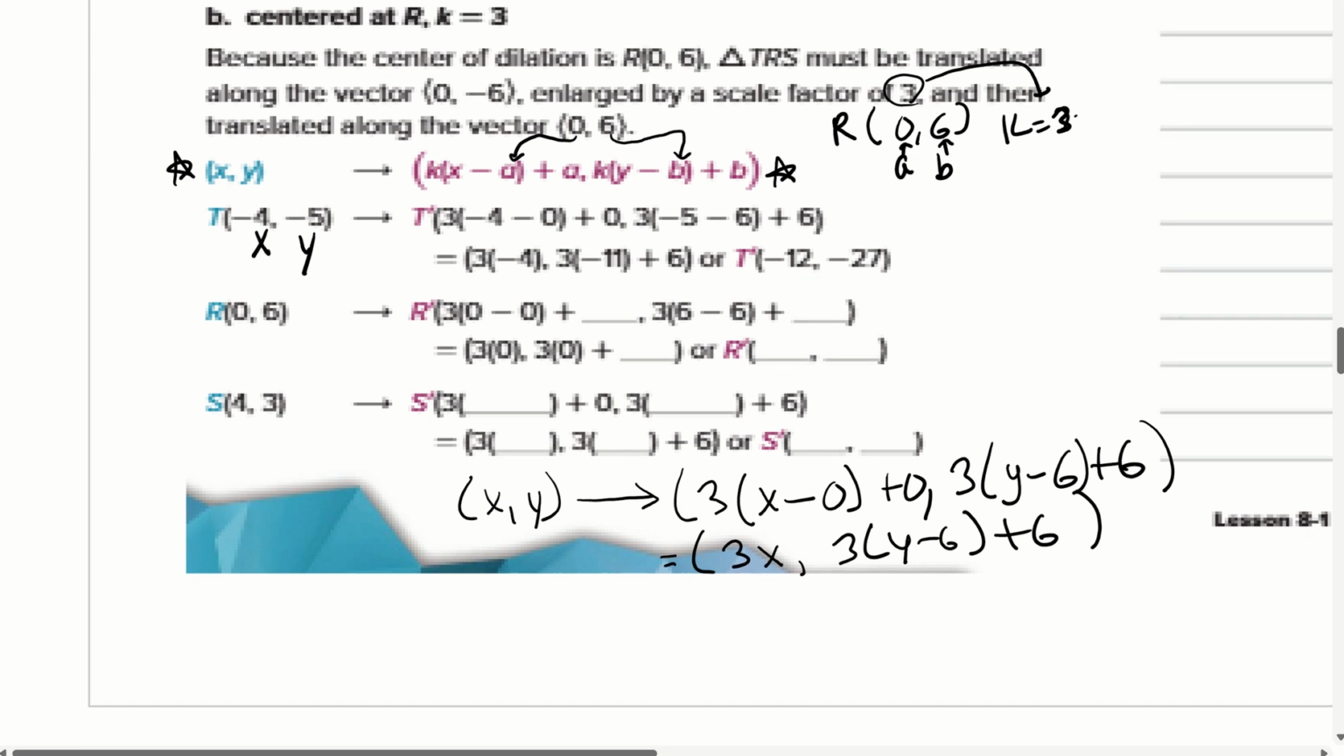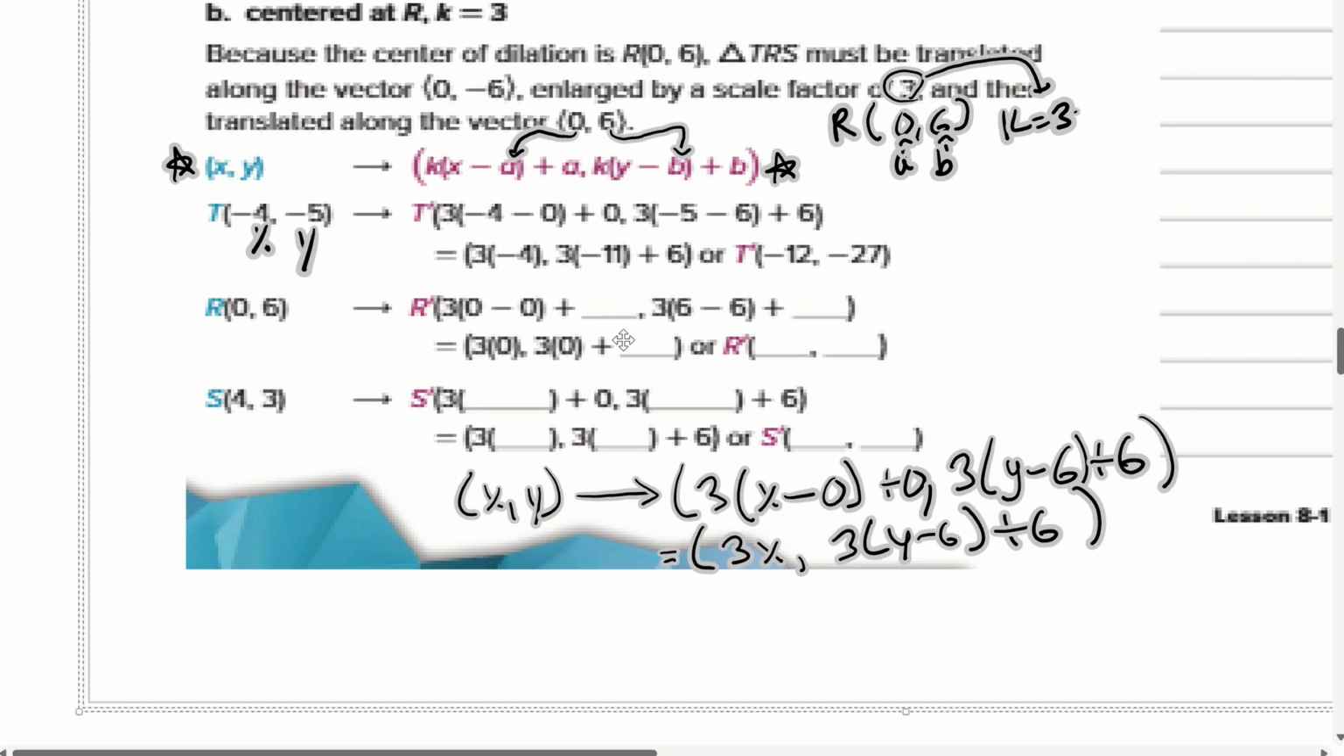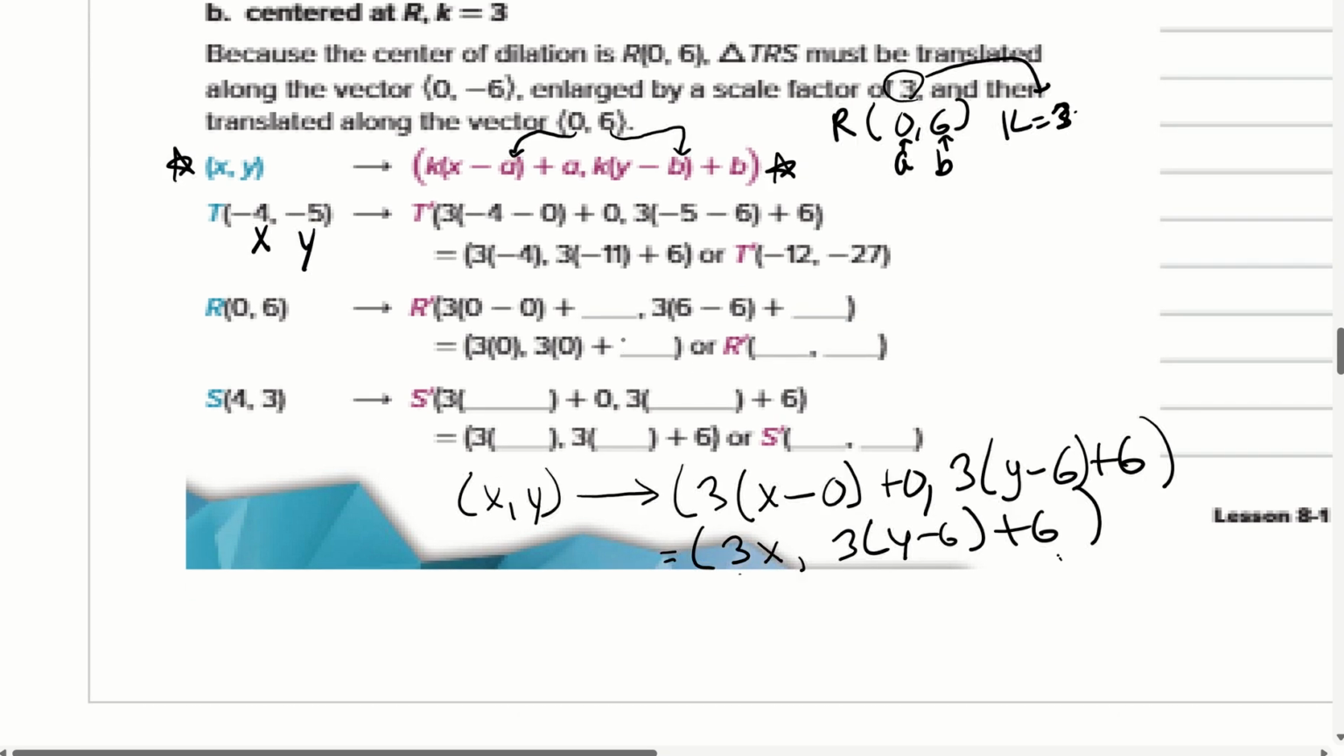Okay? All right, so then you can kind of see how if you have this as x, then you just plug in -4 into there, and -5, you plug it in for y, right, for T. And so that's what we're doing, okay? That's how they get this. And so this is going to be my answer for T.